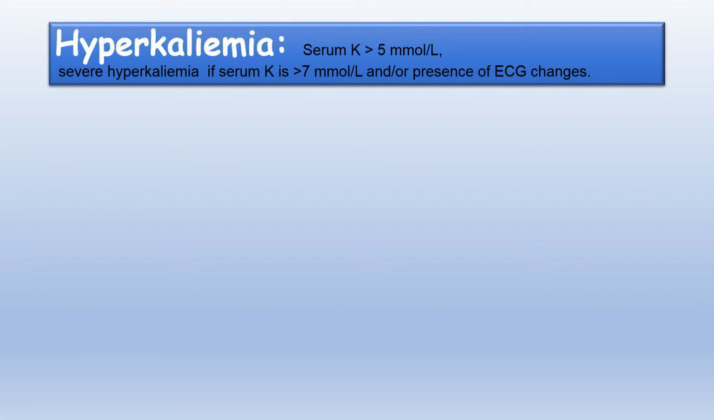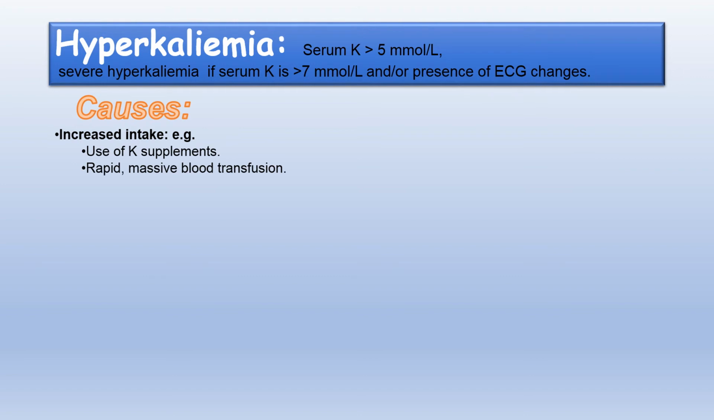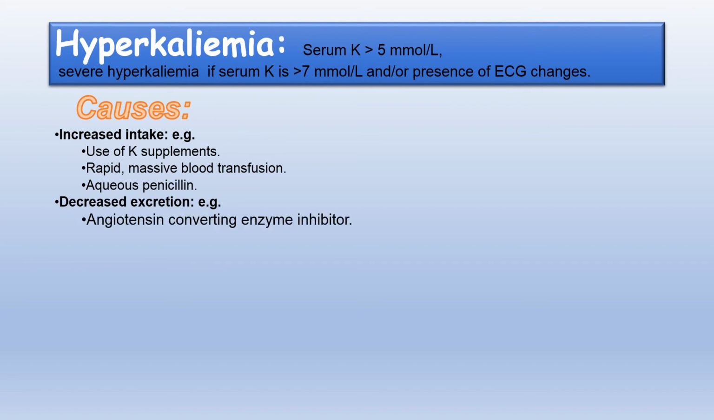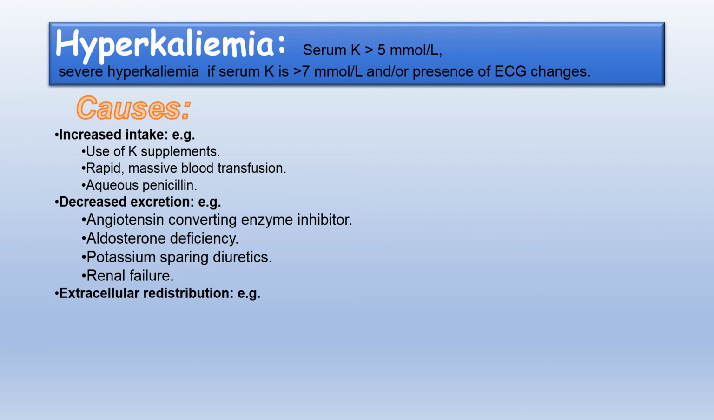Hyperkalemia means serum potassium more than 5 millimole per liter, while in severe hyperkalemia, serum potassium is more than 7 millimole per liter and/or there are ECG changes. Causes: increased intake, use of potassium supplement, rapid massive blood transfusion, aqueous penicillin; decreased excretion, angiotensin converting enzyme inhibitor, aldosterone deficiency, potassium sparing diuretics, renal failure.